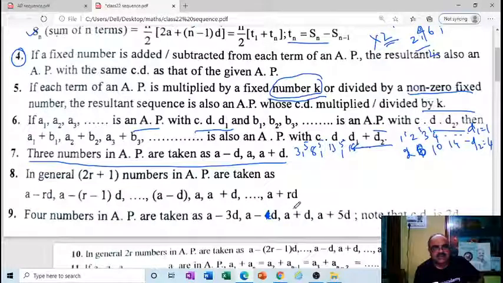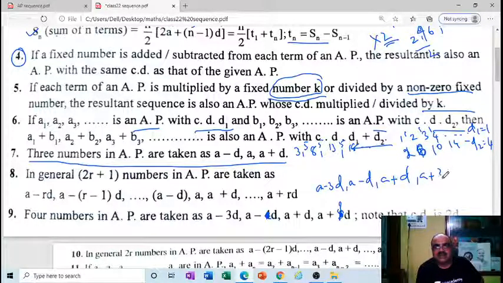A minus 3D, A minus D, A plus D and A plus 3D. This is how the series can be. Now you take the difference: 2D, 2D. That will be the common difference.